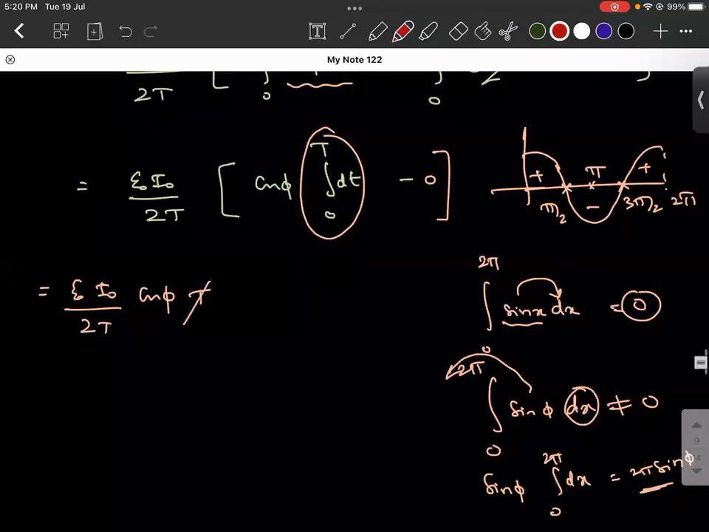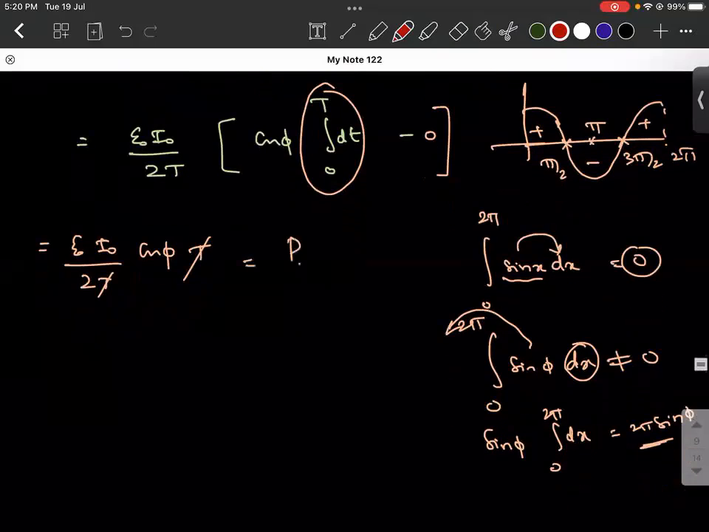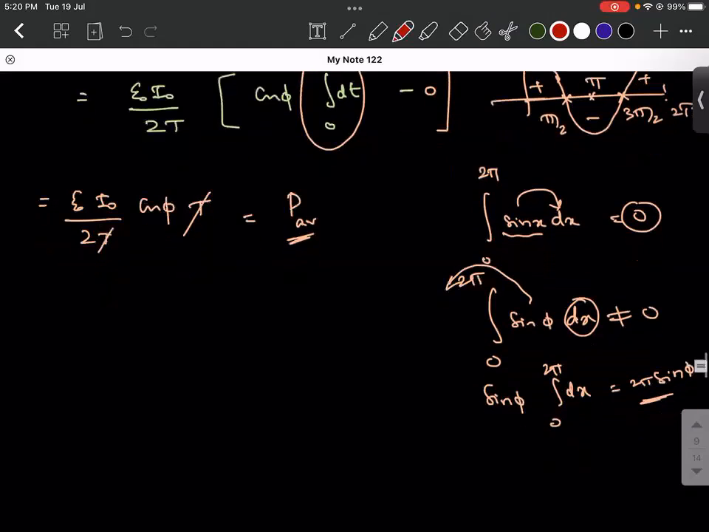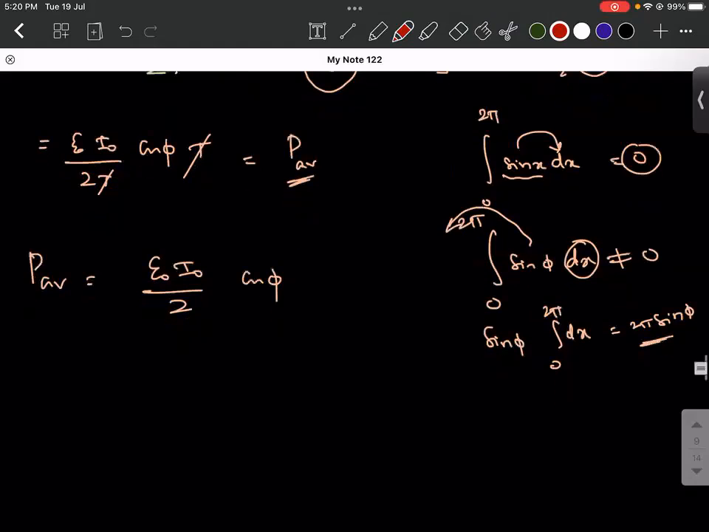Capital T, so capital T, and this will get cancelled. This is how much? This is the average value. Are you able to understand? So P average is equal to E naught into I naught divided by 2 times cos phi. Where this cos phi is what actually?